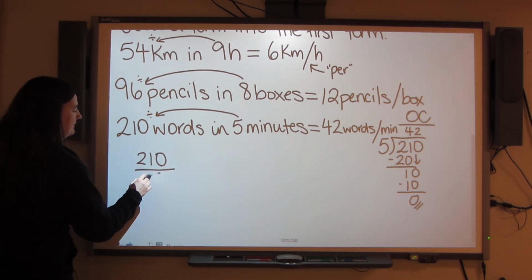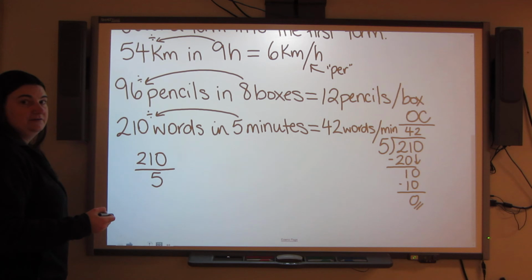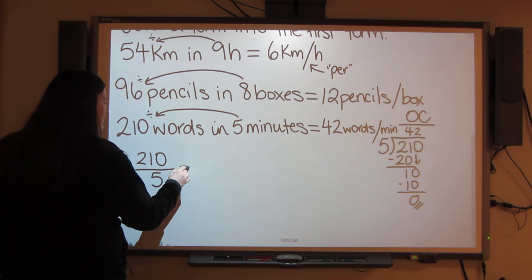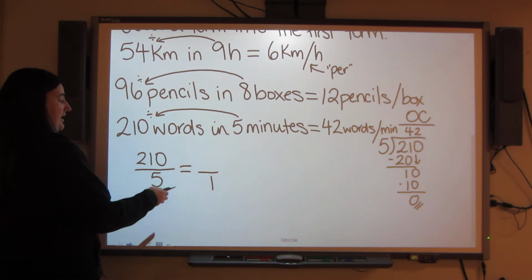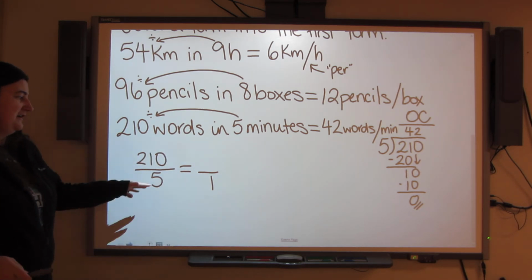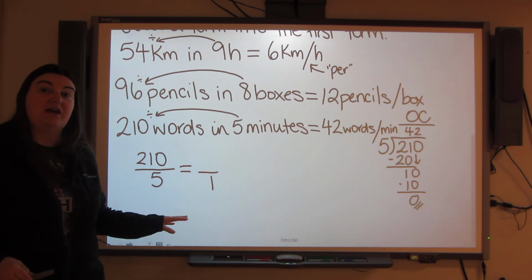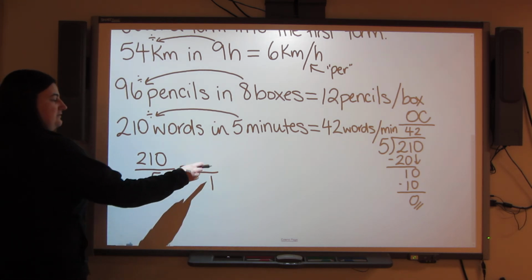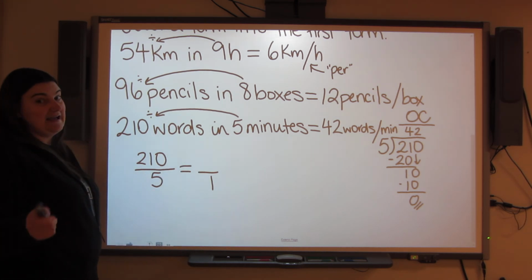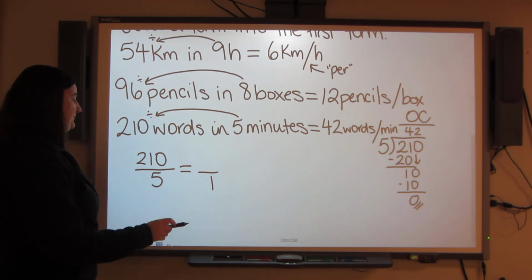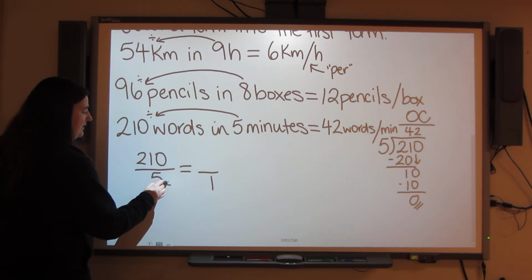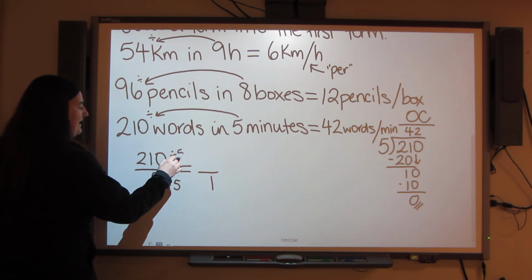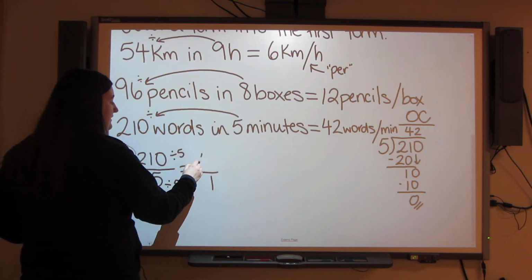210 over 5. Think about it like a fraction. Equals something over 1. So if I were working with equivalent ratios, equivalent fractions, just like we've done all week, to find the missing number, which is exactly what you guys were doing yesterday, I had to figure out how to turn 5 into 1. So I divide by 5, which means I have to divide that by 5, which I now know is 42.